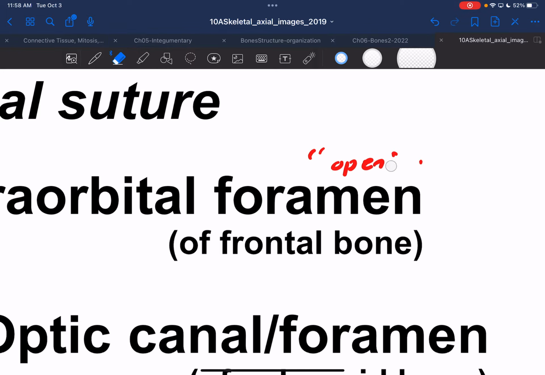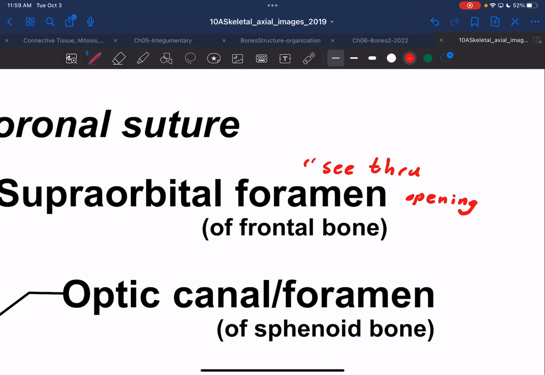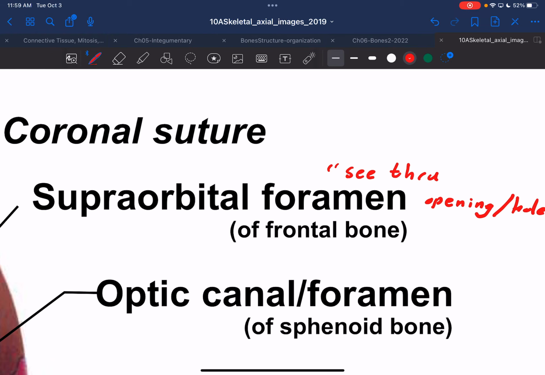And I'm going to actually clarify this because we're all learning this. I'm going to put see-through opening. There's a reason for that. Oops. My leg fell asleep. There's a double N in here. Where is it? Opening. Is there a double N? No, there isn't. Thank you very much. Opening. Or again, holes. Maybe easier for some, holes. Okay. And so that's what the word foramen is.